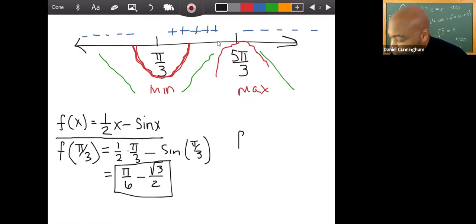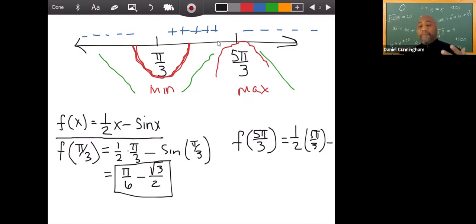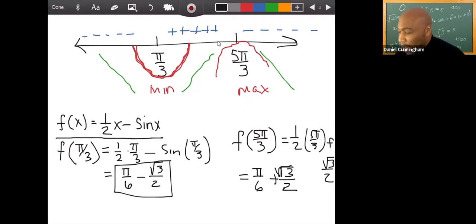For 5 pi thirds, we're going to plug it into the original equation. Again, the original one. This gives us 1/2 times 5 pi over 3 minus the sine of 5 pi over 3, which is a negative square root of 3 over 2. Gives me a positive square root of 3 over 2. So you say, Mr. C, how are you going to write this answer? I'm going to write it like this. This is equal to pi over 6 plus the square root of 3 over 2. You got to know your signs and know those values.